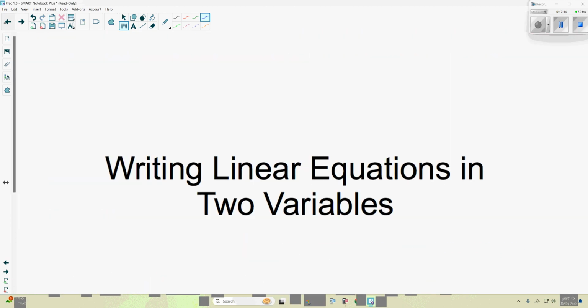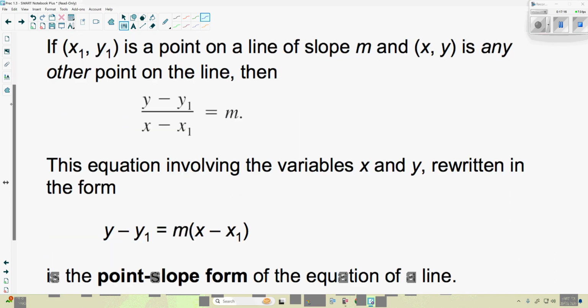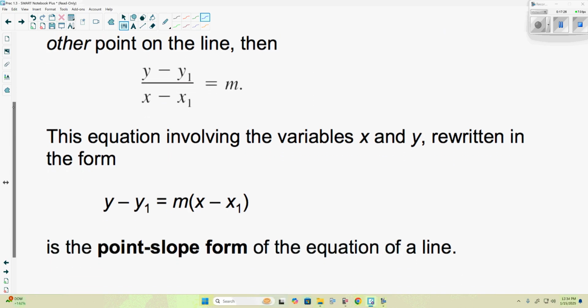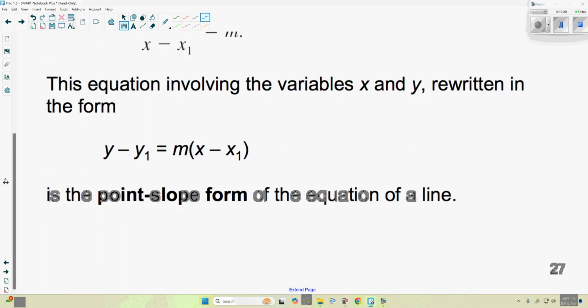Writing linear equations in 2 variables. So if a point is on a line and the slope is m, and (x, y) is any other point on the line, then we can use the 2 points to find the slope, or with a point and the slope, we can use point-slope form.